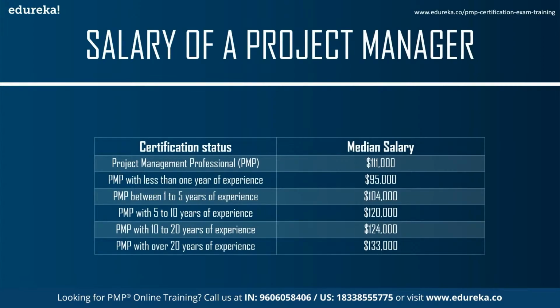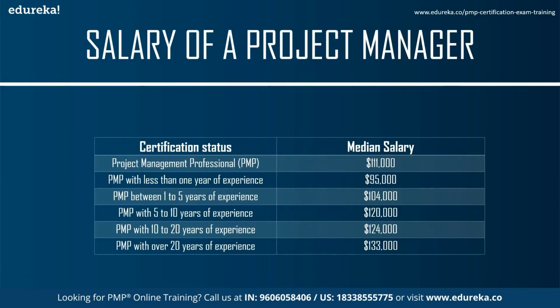According to PMI's ninth edition salary survey, the annual median US project manager salary was about $108,000. So here's a list of annual median salaries by certification status and experience. As you can see, the Project Management Professional will allow you to completely skill up, and the median salary is about $111,000.